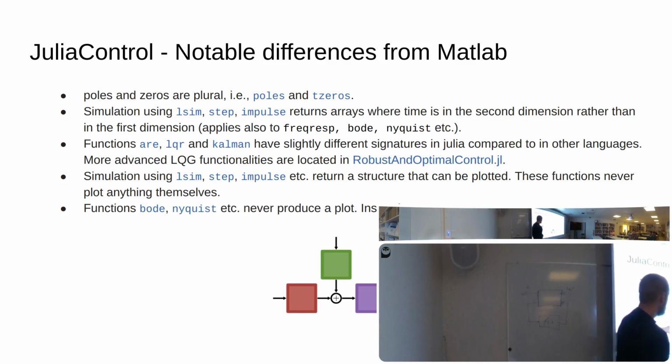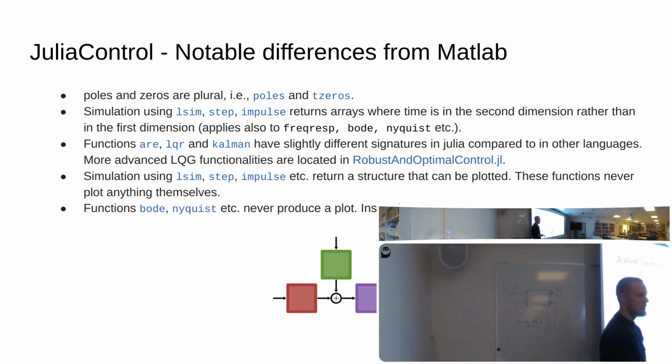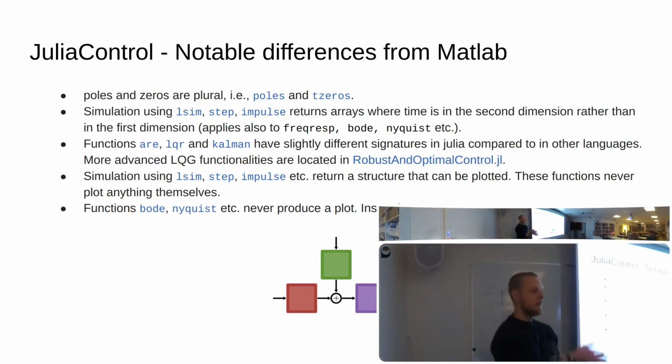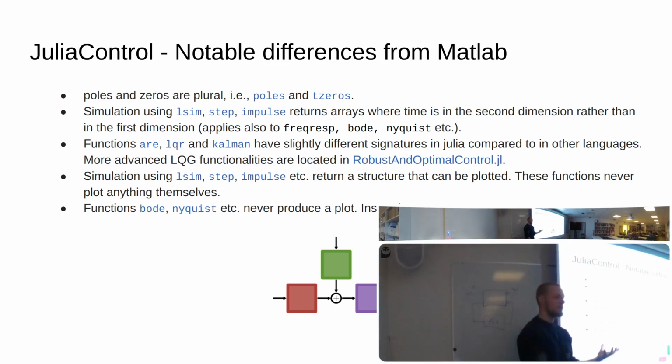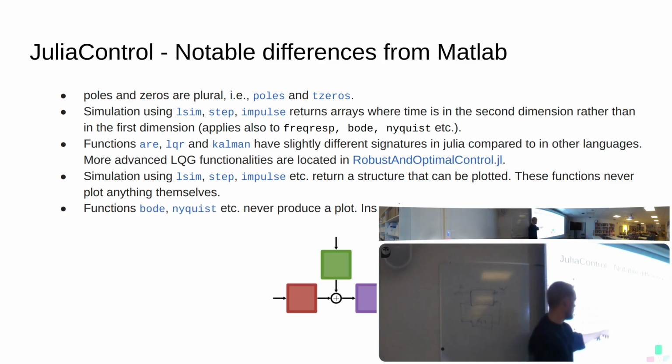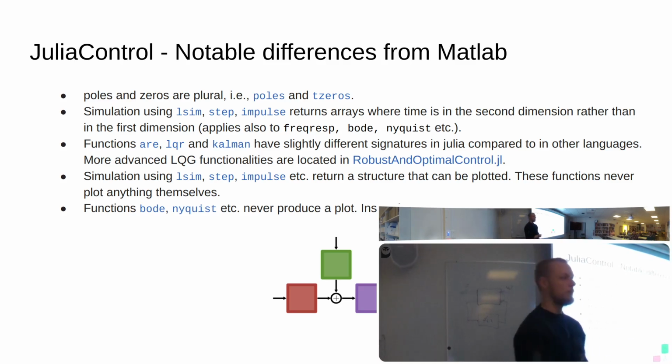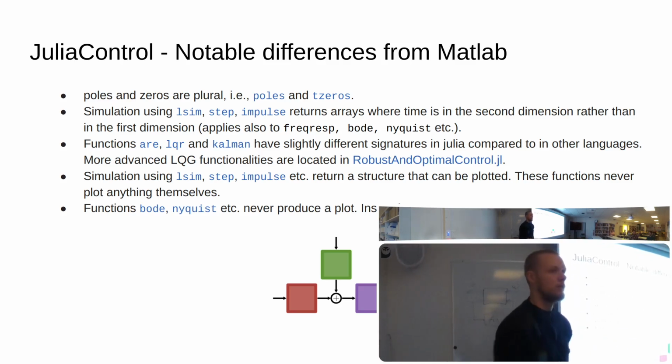If you call any of the simulation functions, you can either extract the results, so here is the state, output, and time, but you can also just accept the result. It's a structure that you can automatically plot. So if you just say result equal LSIM, that result can be plotted. Just say plot result, and then you will get the plot with all the relevant time series.